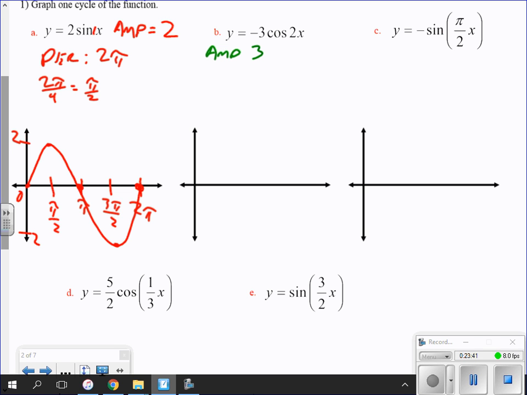So now we need to find our period on this one. To find our period, we take 2 pi and divide it by however many x's we have. In this case, we divide it by 2, which means our period is pi. Okay. So we go from 0 to pi and divide that into 4 equal portions. So this would be pi over 2 in the middle and pi over 4 here and 3 pi over 4 here.